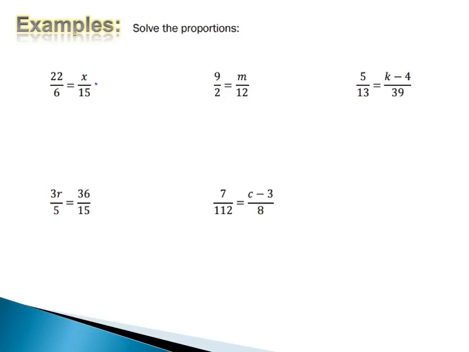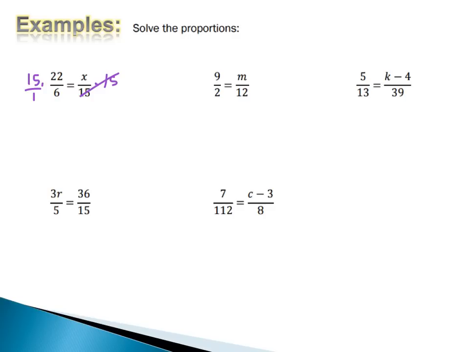So in order to get rid of that 15, I'm going to multiply. That means if I multiply that side by 15, I have to multiply the other side by 15. Now, on this side, I'm multiplying 15 over 1 times 22 over 6. Think about what you do when you solve fractions like this. I'm going to try and simplify first.